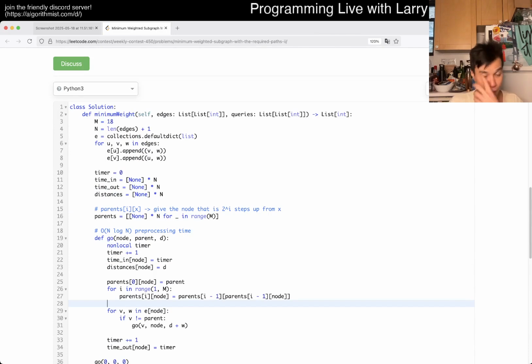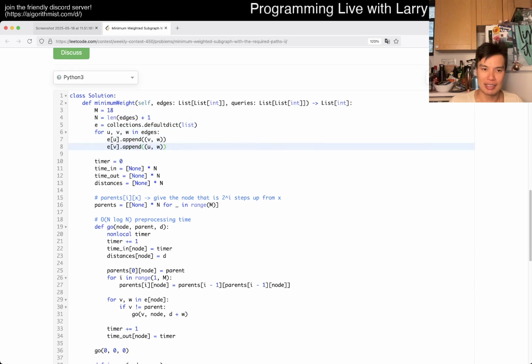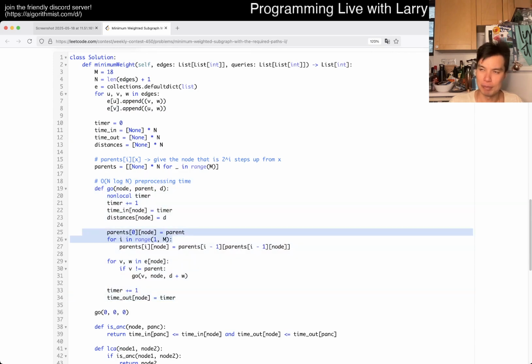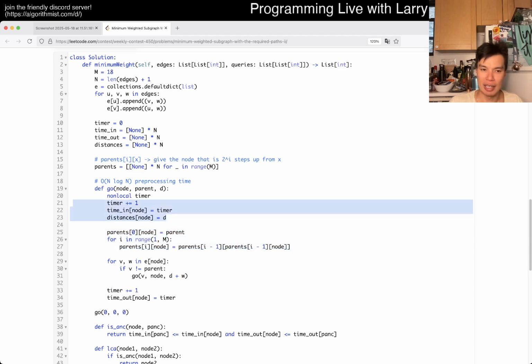Let me show you the code real quick, now that you have it. I construct the edge list and the adjacency list. I pre-process the table in 3 ways: the binary lifting parents, the LCA timer, or the ancestor timer thing, and then the distance to the root.